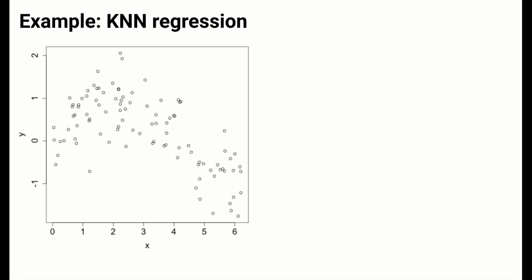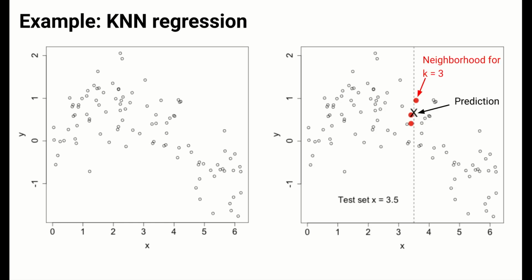For example, let's say that our training data consists of a predictor x and a response y, plotted here on the left. Let's say that we have a case in the test set whose predictor value x is 3.5. The k-nearest neighbors algorithm for k equals 3 would find the 3 cases in the training data with the closest predictor values. These points are highlighted in red, and they form the neighborhood for this test case. The x on the plot indicates the average of the y values for those 3 points in the neighborhood, which is the prediction we would make for this test case.